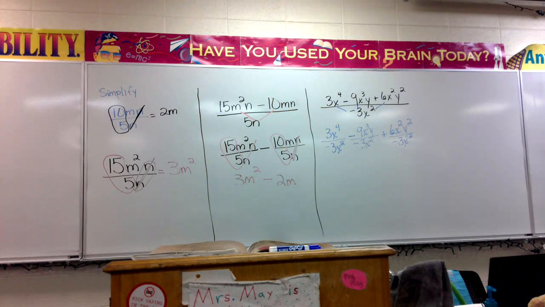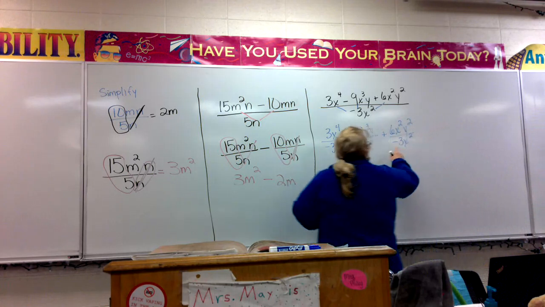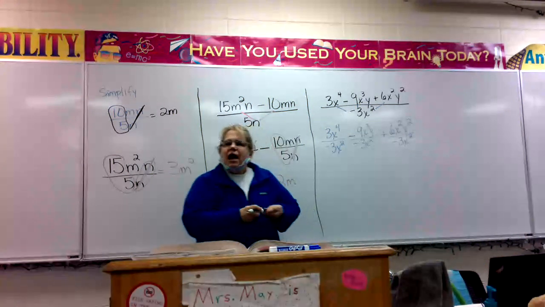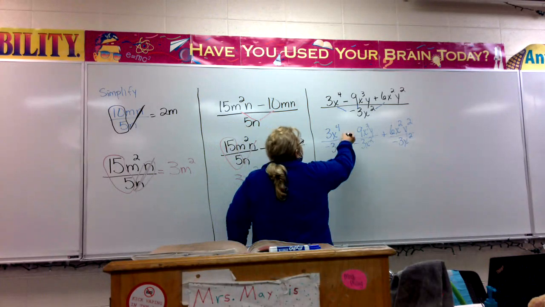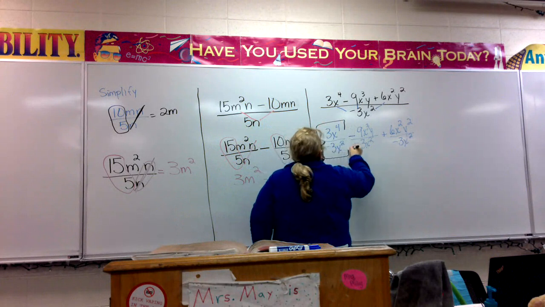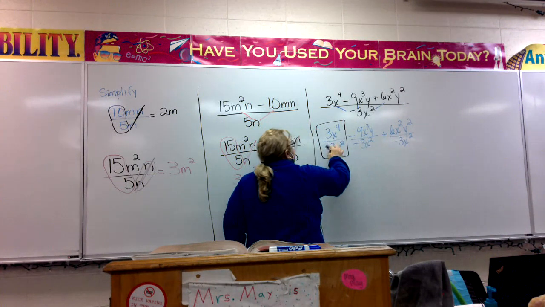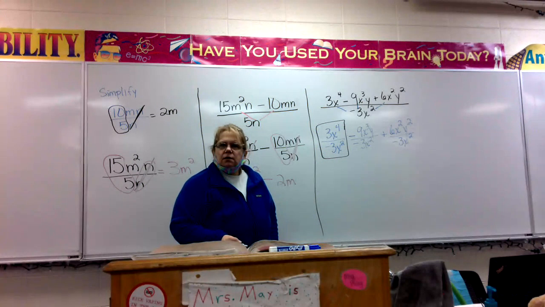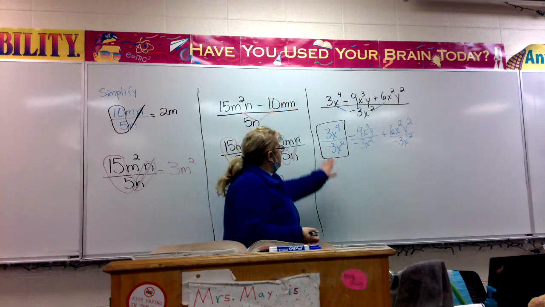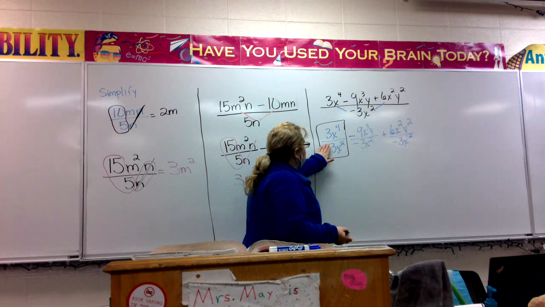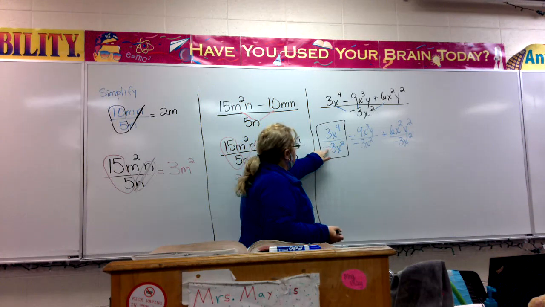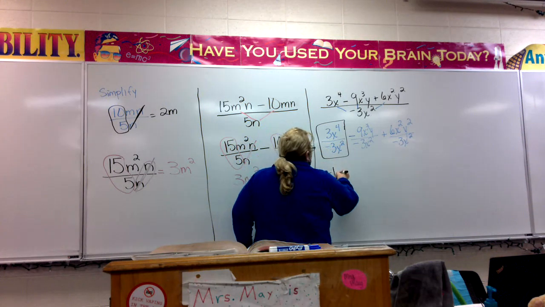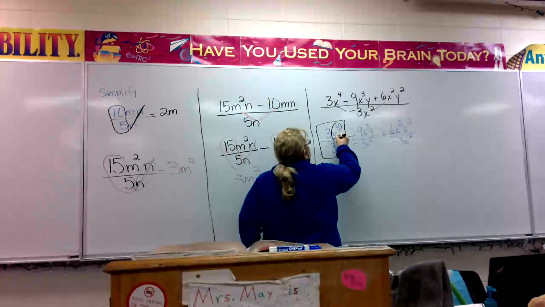And then once you have written it all over the denominator, now you're just going to reduce each piece. Look at this one. Forget about the rest of those. What's 3 over negative 3? What's 3 over 3? 1. Negative. So negative 1. And then what about this?